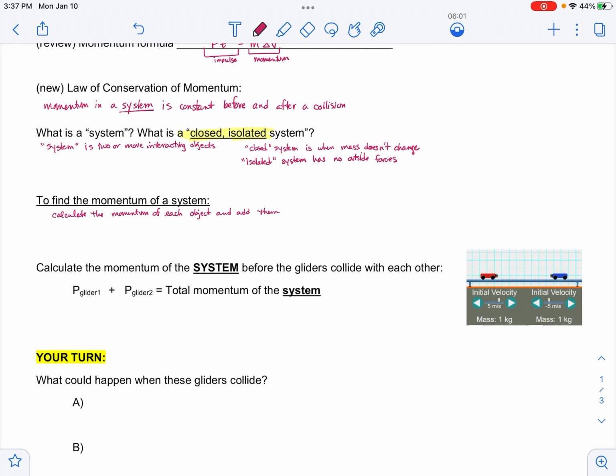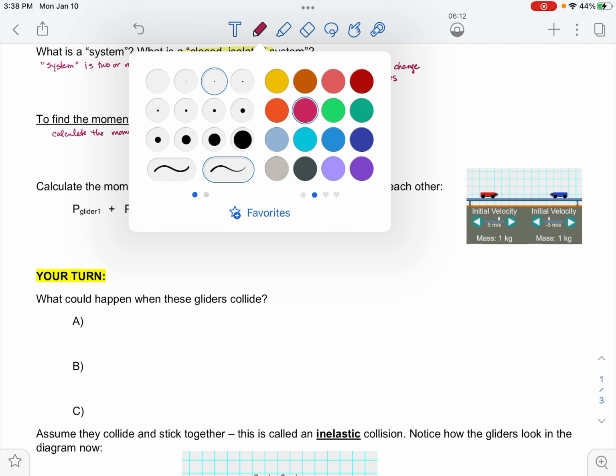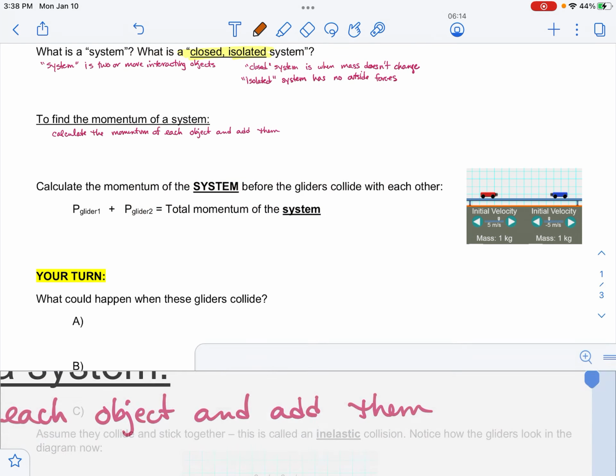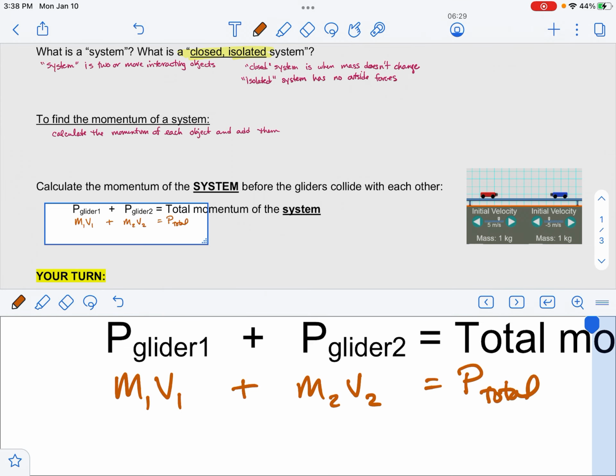All right, so let's do this example and just see what we have here. In order to find the momentum, I need to know the mass and the velocity. So I'm going to change colors here, so we've got our calculation in a slightly different color. The momentum of glider 1, I'm going to call mass 1 times velocity 1. And the momentum of glider 2, we're going to call mass 2 times velocity 2. And that's going to give me my total momentum.